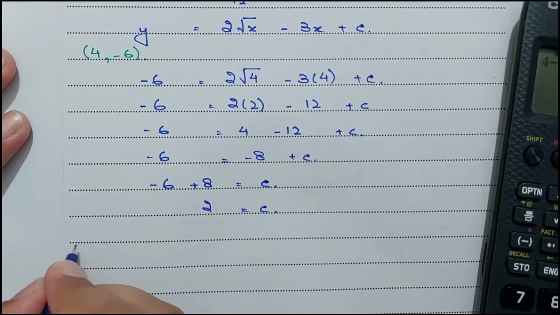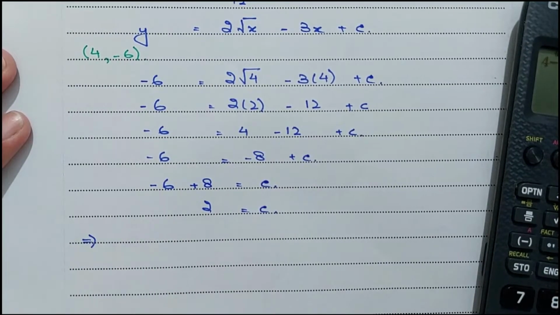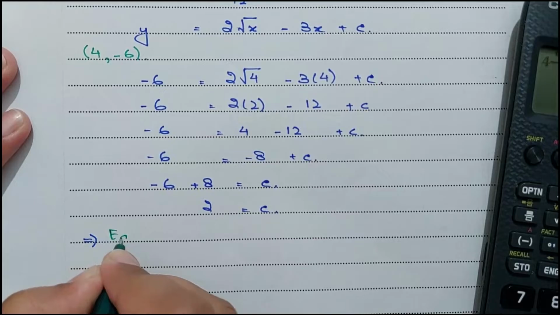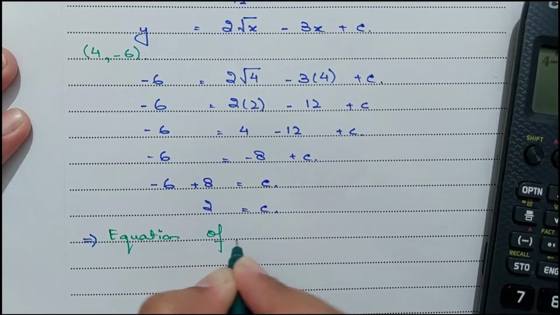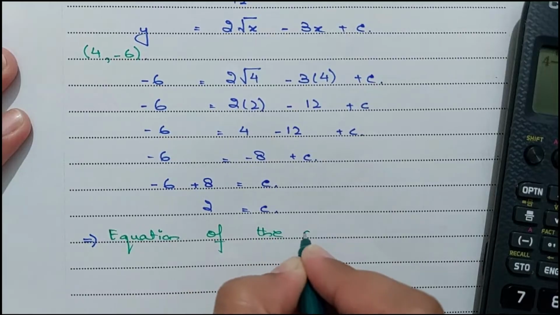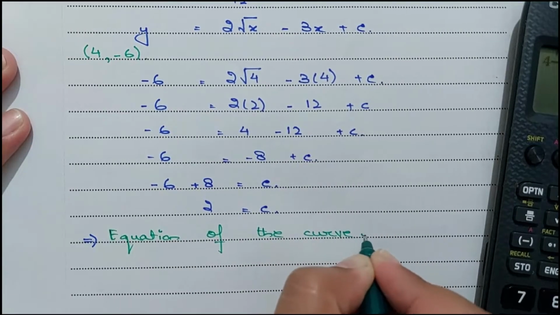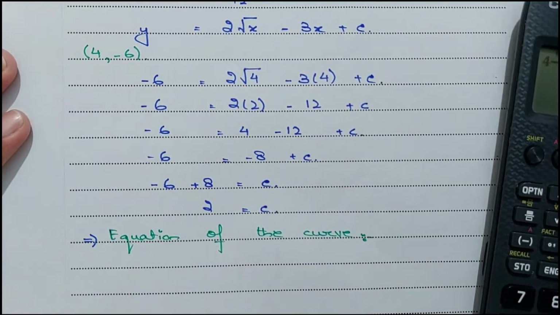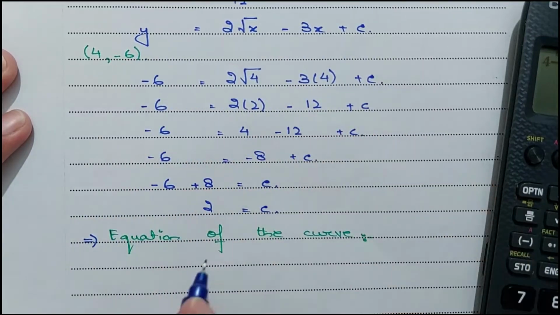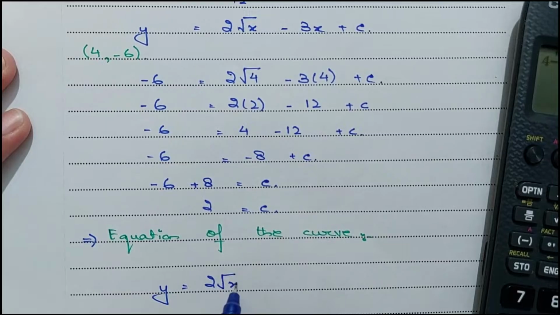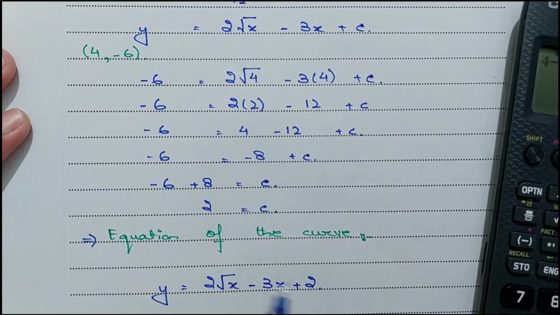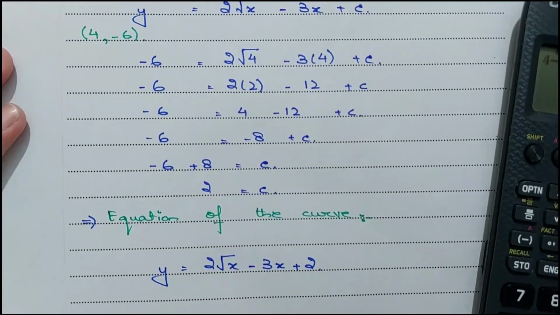Alright, so now the equation of the curve is going to be, just plug in the value of c and we get the equation of the curve, which is y equals 2 square root of x, minus 3x, plus 2. The constant of integration is 2. So that is the equation of the curve.